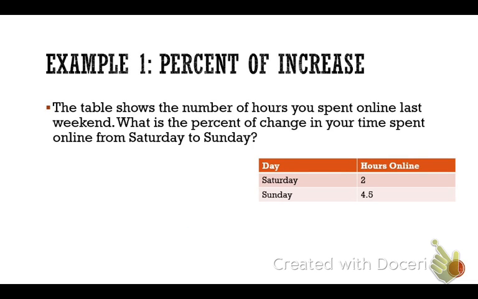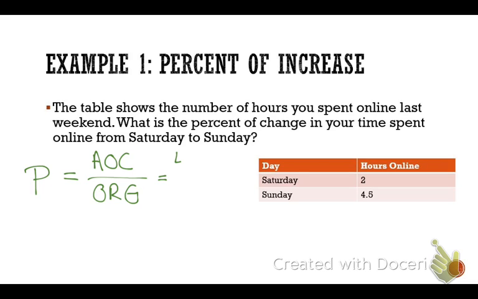So let's look at example 1. I have a table of values. It shows the number of hours you spent online last weekend. What is the percent of change in your time spent online from Saturday to Sunday? All right, so there it gives me a starting point. Saturday is my starting point. So P equals the amount of change, okay, we're always going to start with our formula, divided by the original amount. Okay, so what is the amount of change?